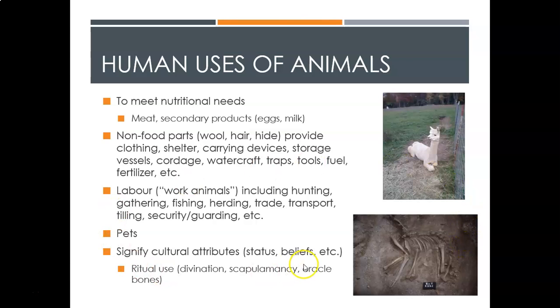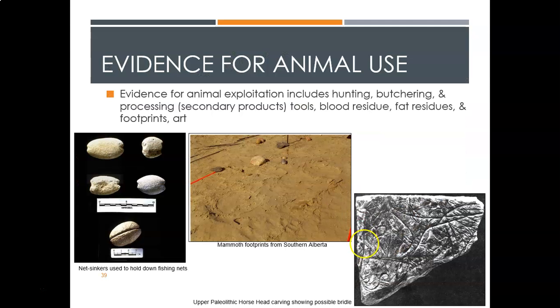So here's just a brief list of all the various human uses of animals. Again, we'll talk about this more in zooarchaeology, and you'll have a chance to look at this in the subsistence lab that's coming up after reading week. We find lots of different kinds of evidence for animal use, not just the remains themselves, but we can think about net sinkers used to hold down fishing nets. We can look for remains of the animals themselves, such as mammoth footprints.